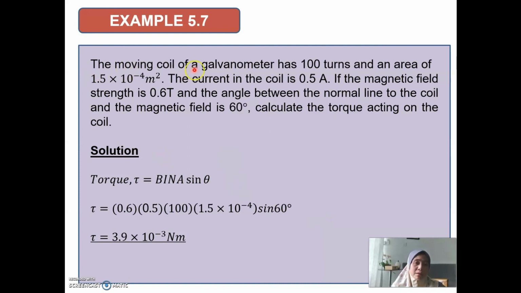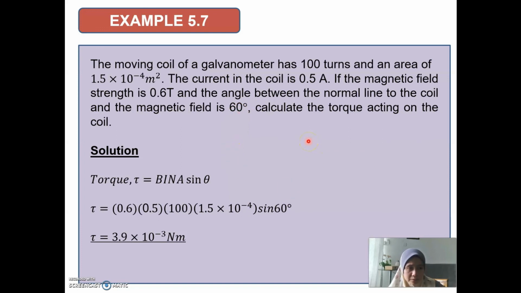The moving coil of a galvanometer has 100 turns and an area of 1.5 times 10 to the power of negative 4 meter square. The current, so dia dah bagi N, dia dah bagi area A, and then dia bagi I. If the magnetic field is 0.6 Tesla, okay, angle dia mana? Angle dia antara normal line to the magnetic field. Field is 60 degree. So dia dah bagi dah theta dia 60.